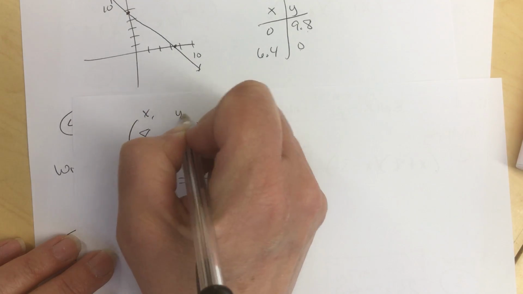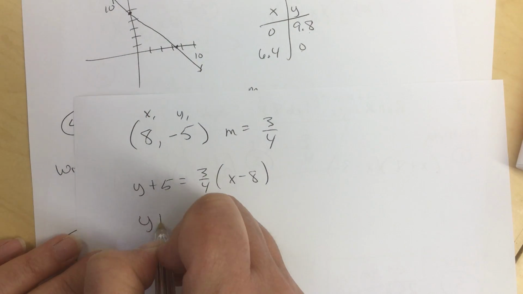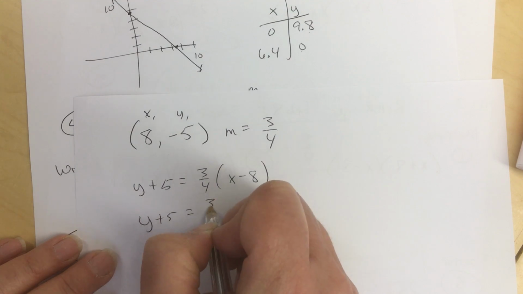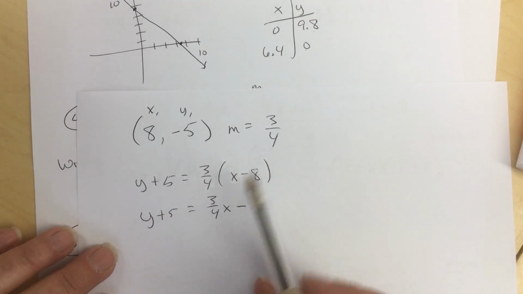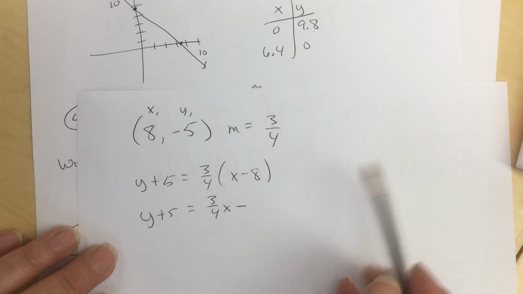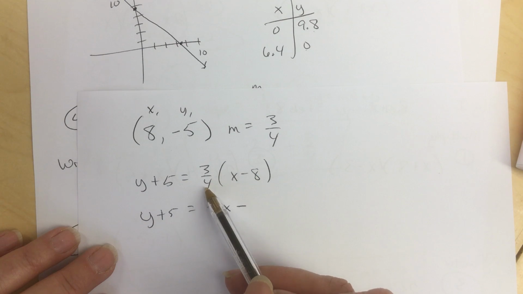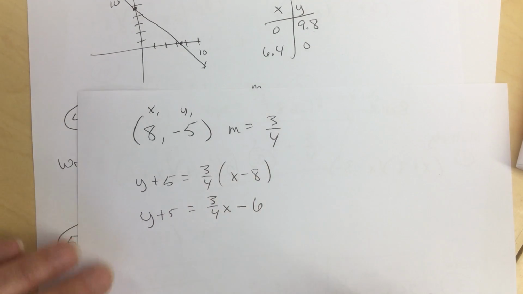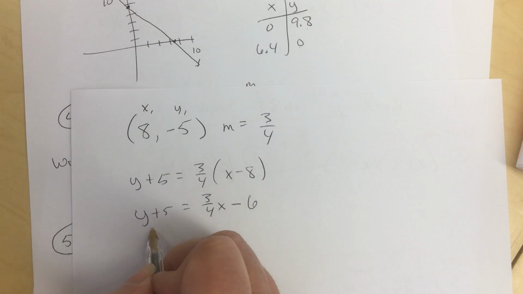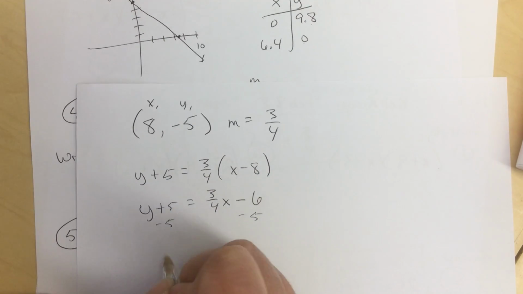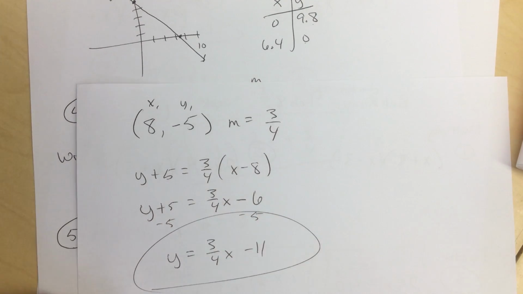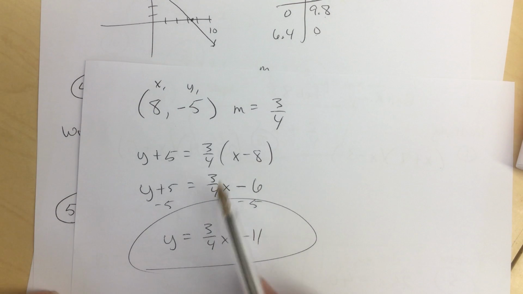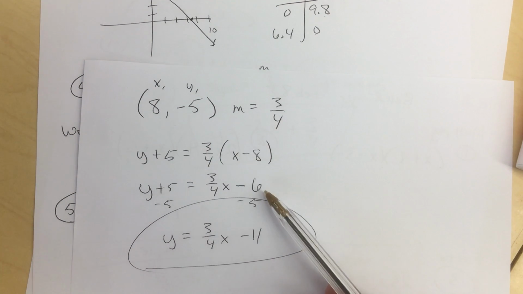Remember, this is your x1 and your y1. So then you have y plus 5 is equal to 3/4 times (x minus 8). Now when you take a number times a fraction, you divide by the bottom and times by the top. So 8 divided by 4 is 2. 2 times 3 is 6. So you get 6. Then you need to subtract 5 from both sides. Y equals 3/4 x minus 11. So I said that one was easier because when I took 3/4 times 8, I got an integer. We'll do one that's not an integer.